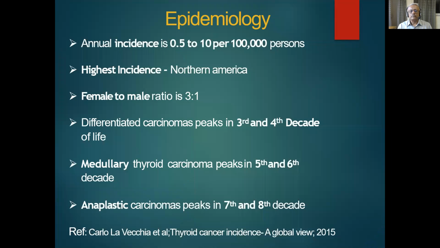The annual incidence of thyroid neoplasm is 0.5 to 10 per 1 lakh persons. The highest incidence is seen in North America. The female to male ratio is about 3:1. The differentiated carcinomas peak in the third and fourth decade of life. Medullary carcinomas peak in the fifth and sixth decade, and anaplastic carcinomas in 70 and 80 years of age.